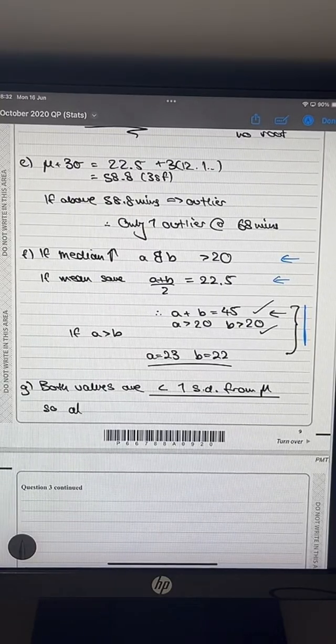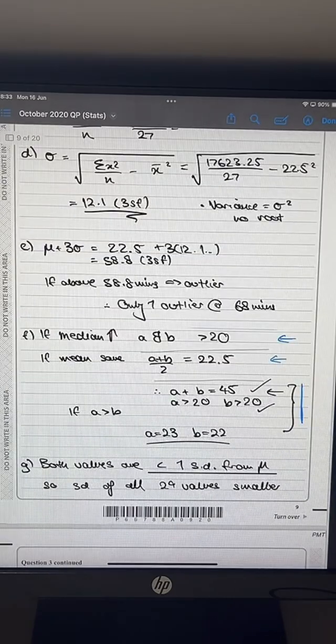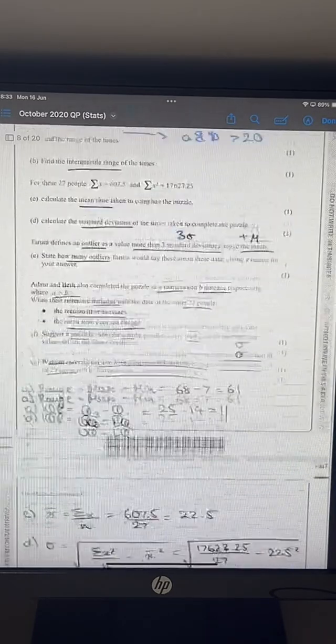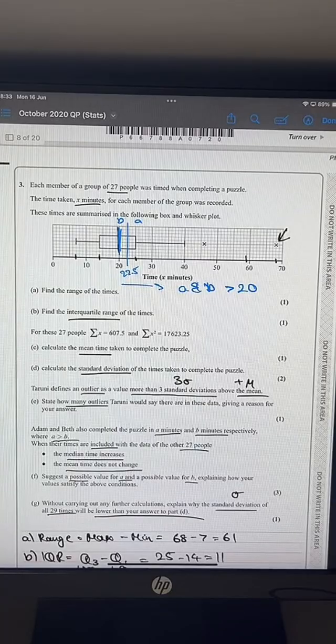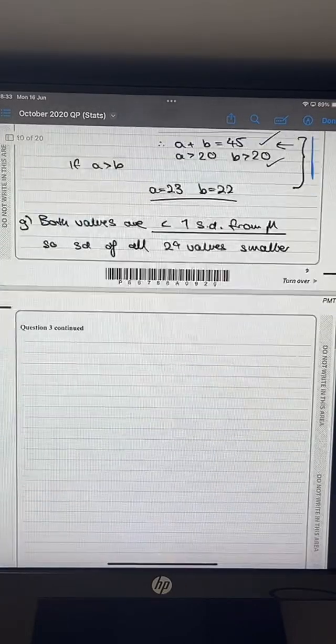So the standard deviation of all 29 values is smaller. So you're putting in two smaller deviations. That's going to shift the standard deviation of all the values down and make it smaller. So that's how you would do part G. And this is, yeah, a big chunky question. But yeah, that's how it goes.